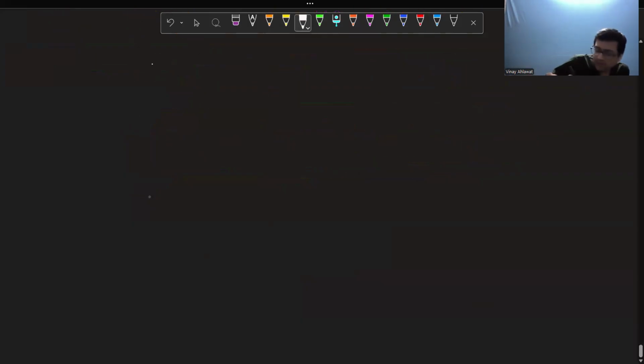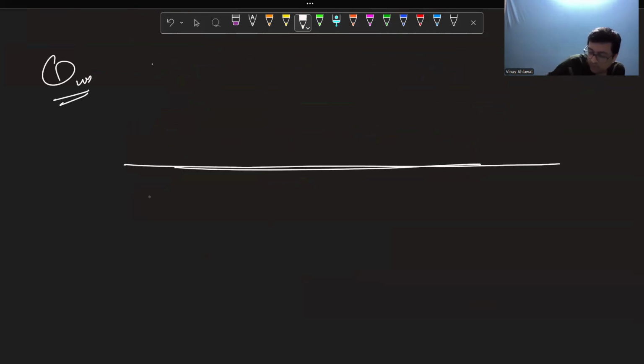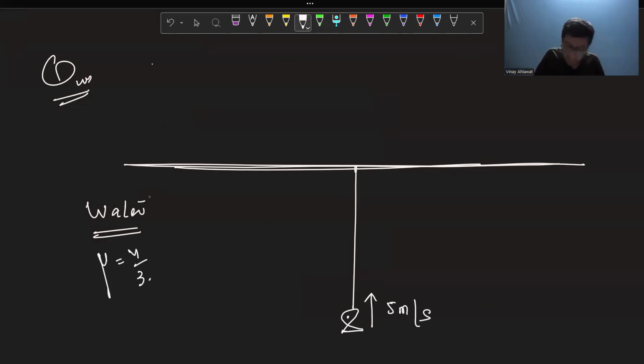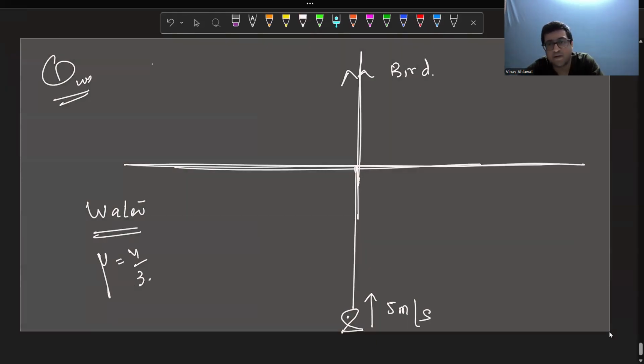Simple question. Another simple question. This is, suppose, water. This is a fish, moving with 5 meters per second. Refractive index of water is 4/3. Suppose there is a bird which is at rest.